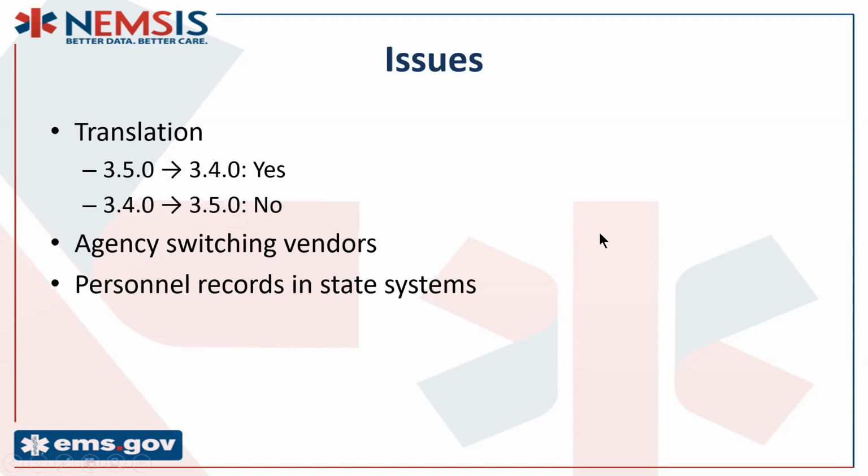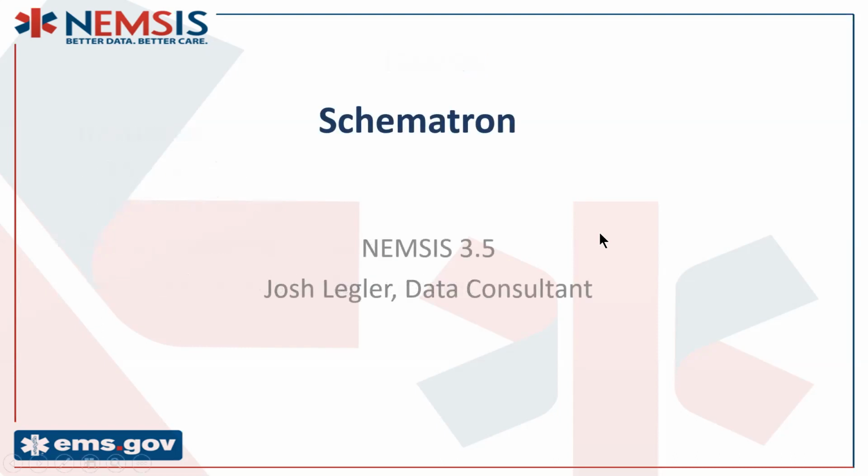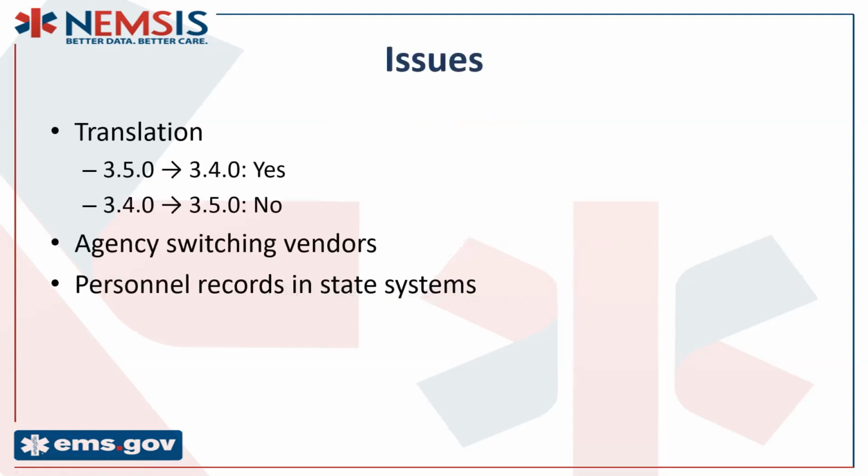Okay, I think this is where I'll pause. Before I go on to Schematron, any questions on the introduction of the unique identifier in NEMSIS 3.5?